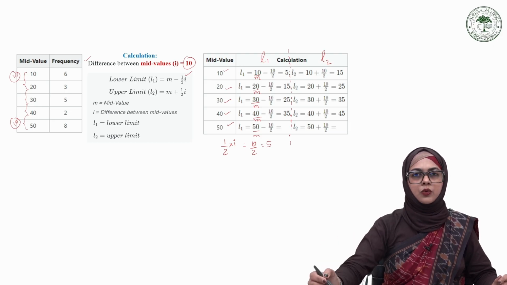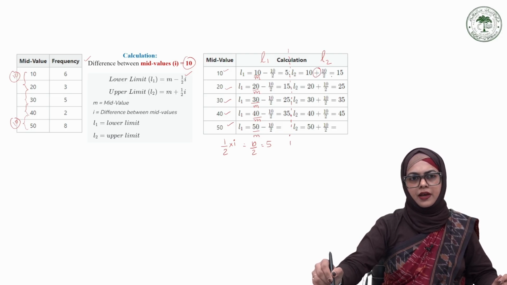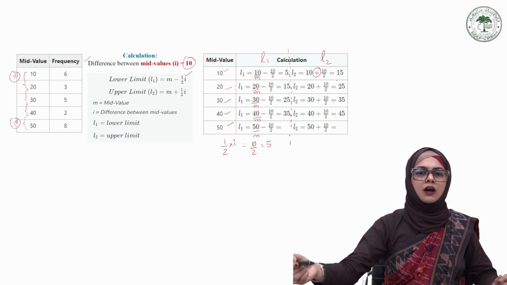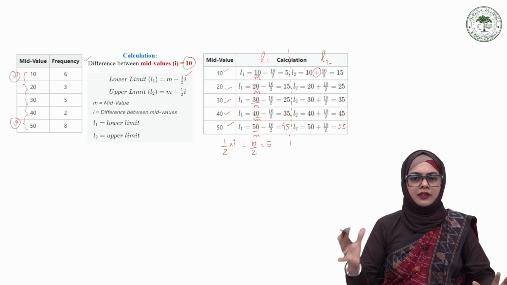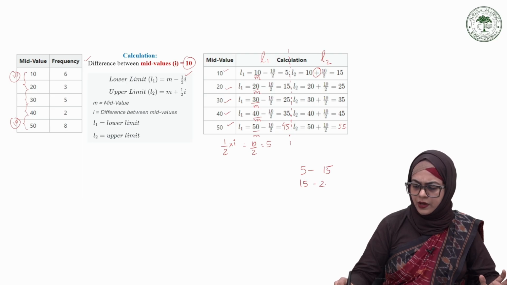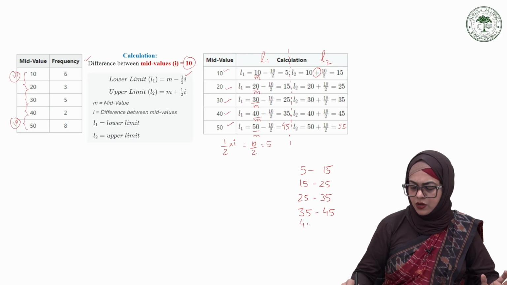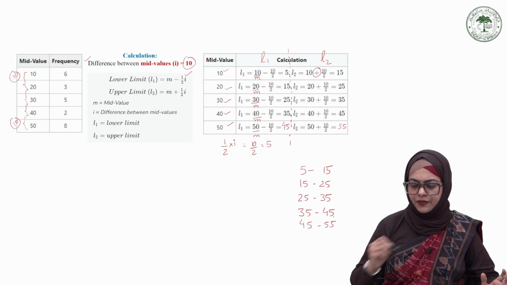Similarly, with L2, that is your upper limit, you're adding the half of I to the mid value, that is, you are adding 5 to it. So you will get the upper limit. Once you have calculated L1 and L2, let's make the class interval. So it is 5 to 15, then 15 to 25, 25 to 35, 35 to 45, and the last value, which I left out for you to calculate, was 45 to 55, right?